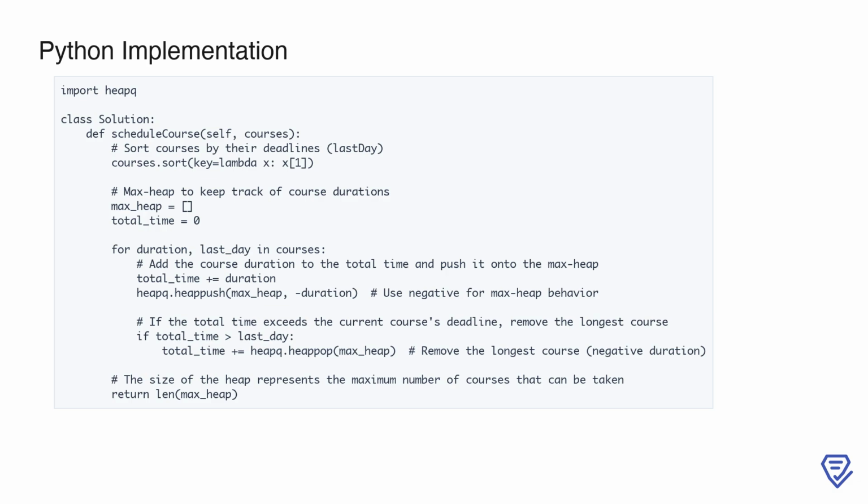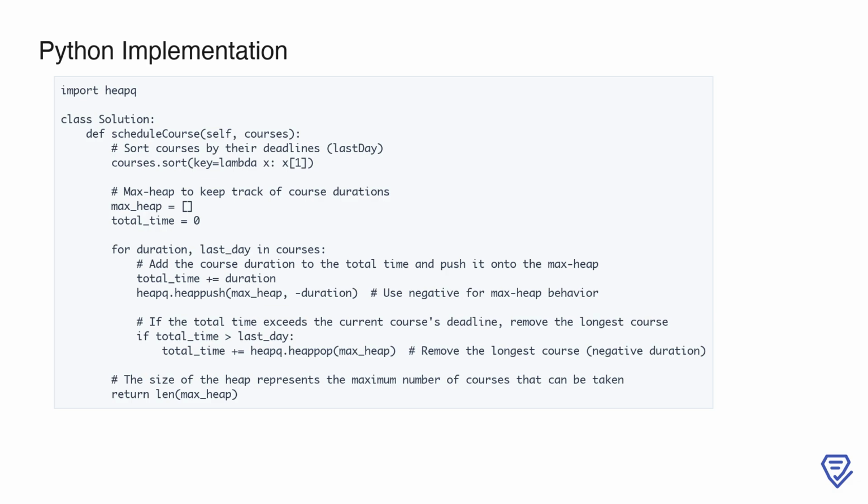3. Iterating through courses. For each course, we add its duration to the total_time, representing the cumulative time of all courses taken so far, and push its duration onto the heap. If the total_time exceeds the current course's deadline, last day, it means we cannot take all the courses we've chosen so far. Therefore, we remove the longest course, the one with the largest duration, from the heap to free up time. This is done by popping the max heap.